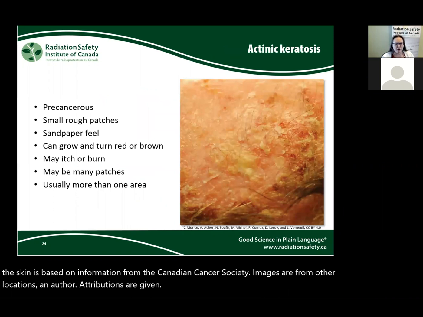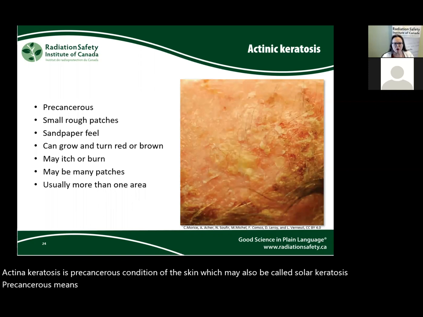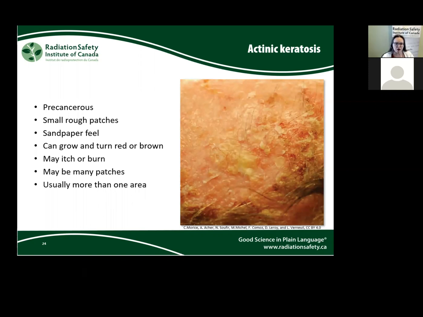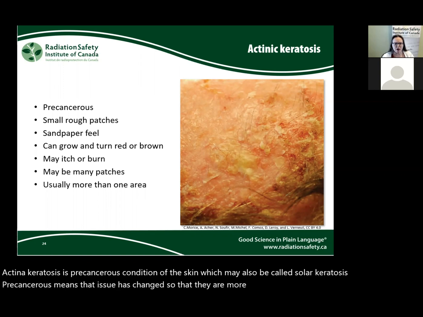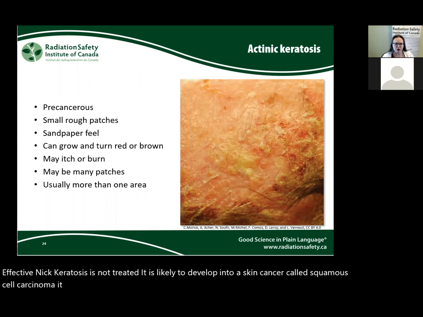Actinic keratosis is a precancerous condition of the skin, which may also be called solar keratosis. Precancerous means that the tissue has changed so that it is more likely to become cancer. If actinic keratosis is not treated, it is likely to develop into a skin cancer called squamous cell carcinoma. It often appears as small, rough patches that feel like sandpaper.